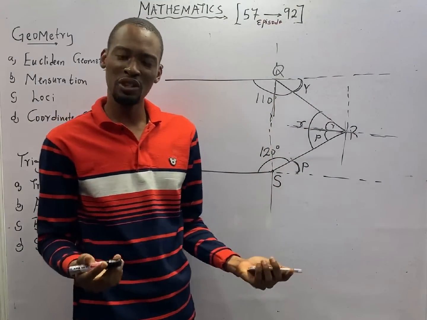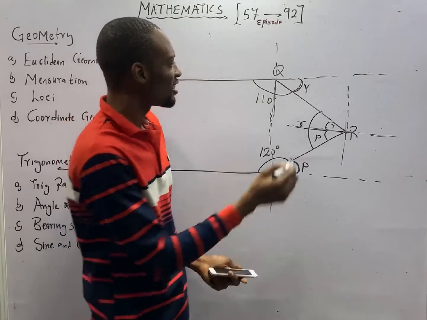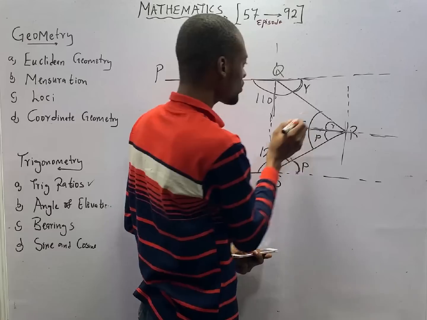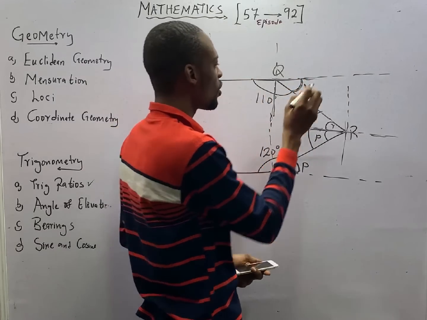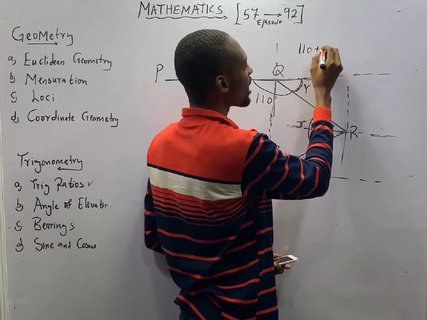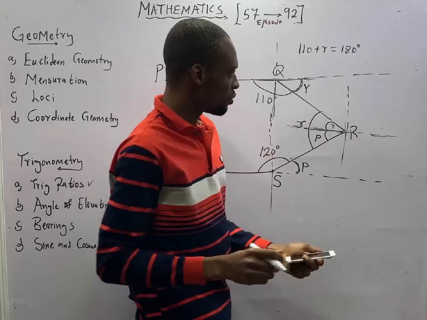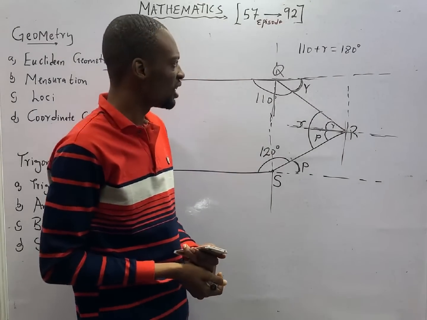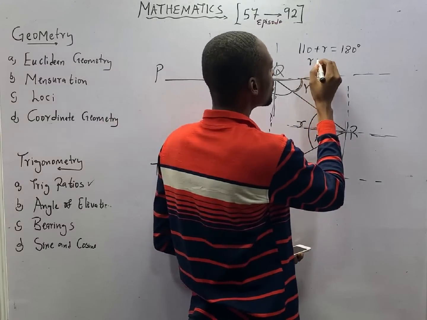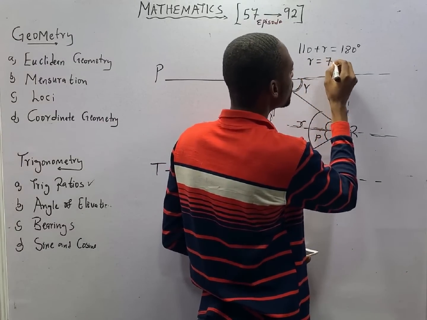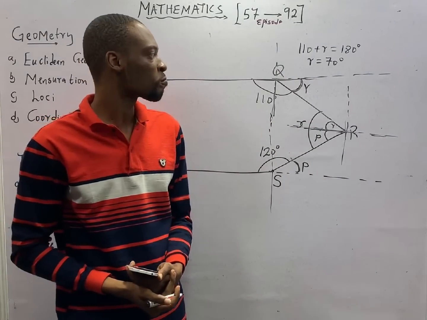If you are already thinking what I'm thinking, life will get so sweet for us. This is a straight line, and this is angle on a straight line. So 110 plus arrow is equals 180 degrees, because the sum of angles on a straight line is 180 degrees. Arrow is therefore equals 70 degrees, collecting like terms.